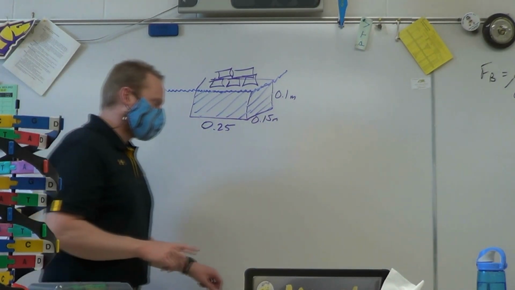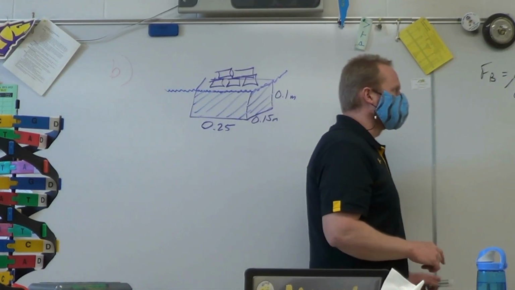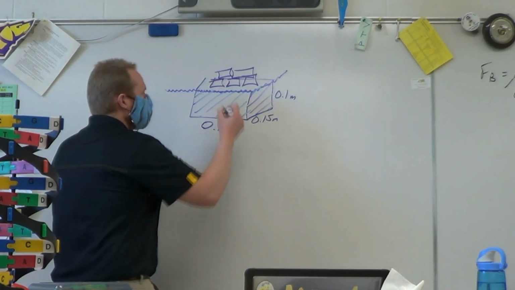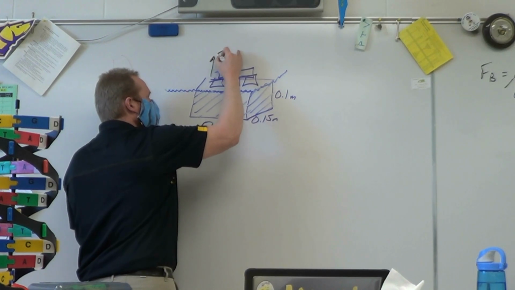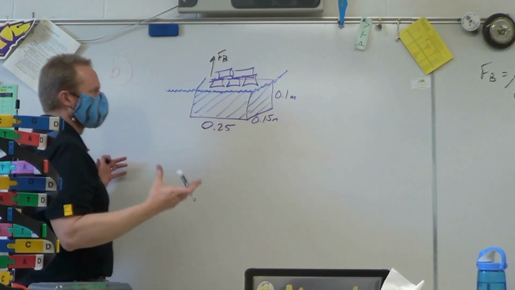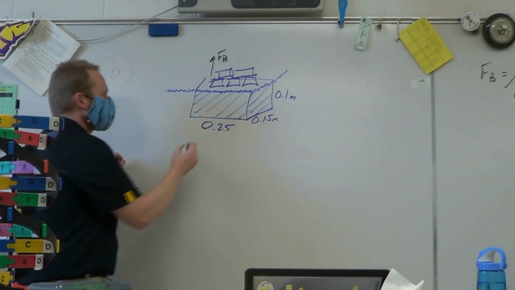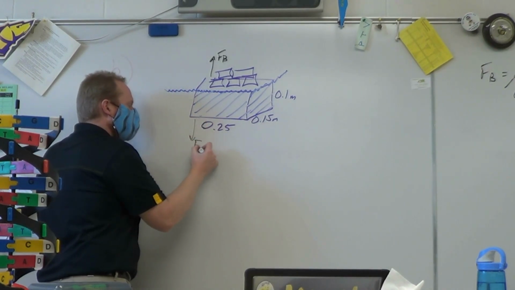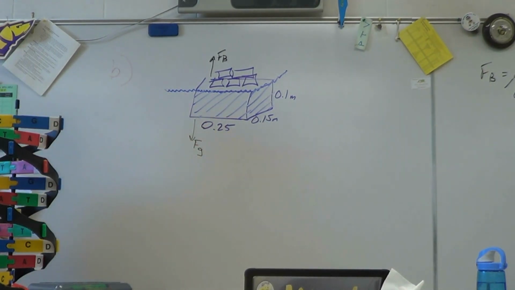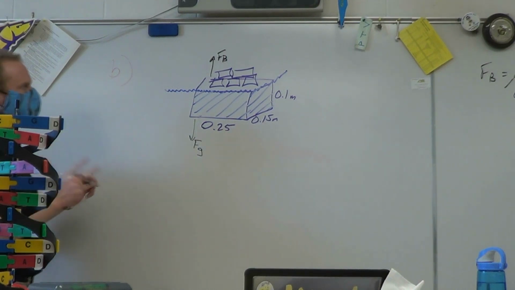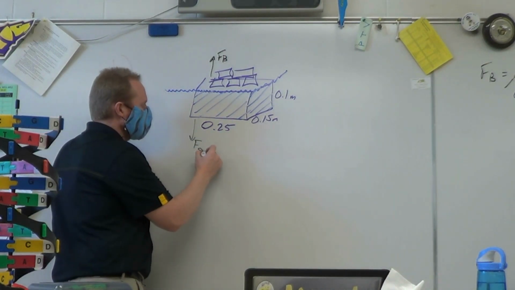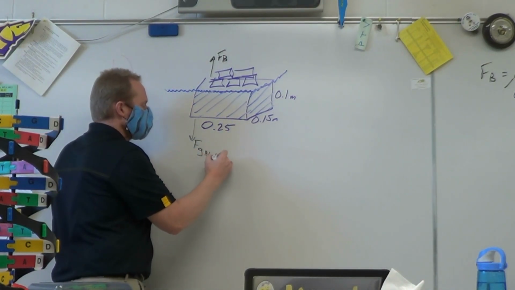So my free body diagram is very similar to the one over there. I still have a buoyant force because my block is still immersed in a fluid. I still have an F of G. Now I'm going to specify what this F of G is. This F of G is the weight of the block. This is the F of G of the block.